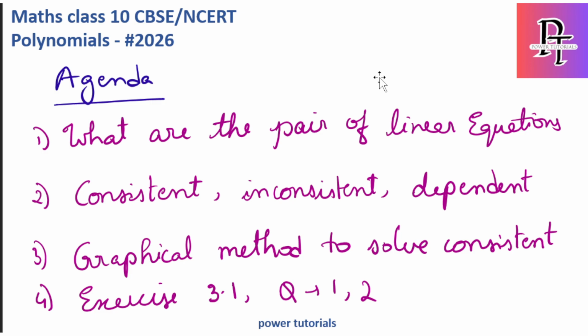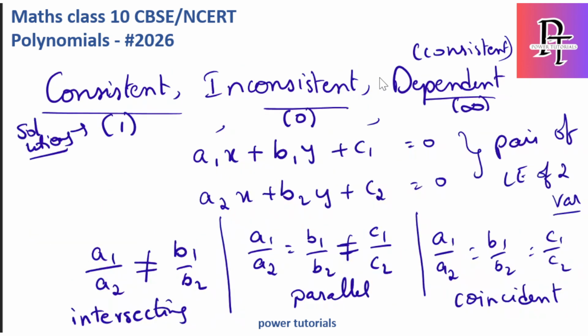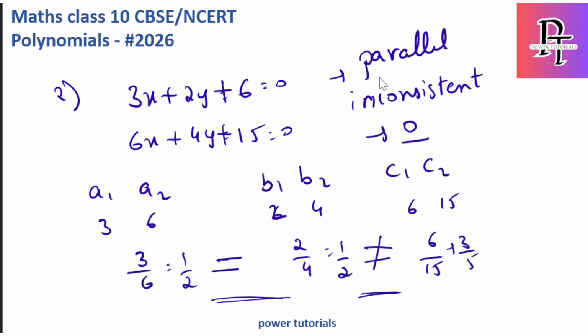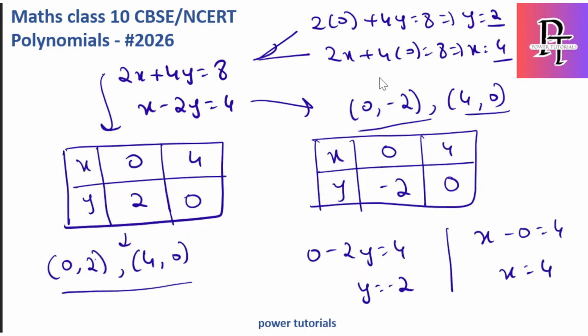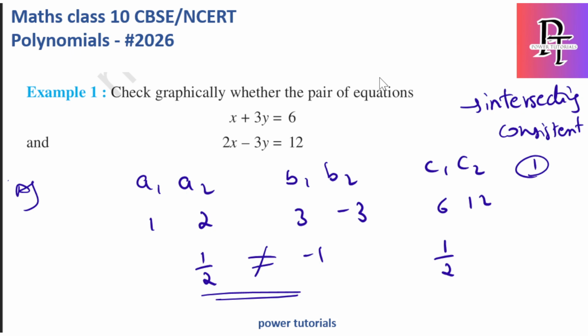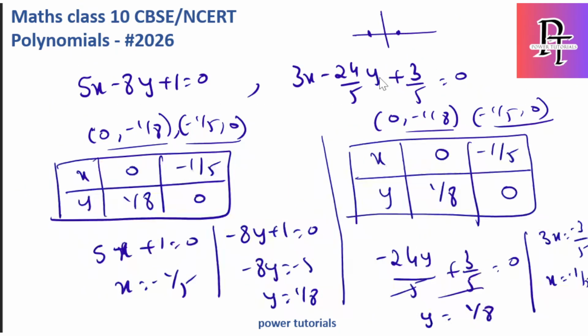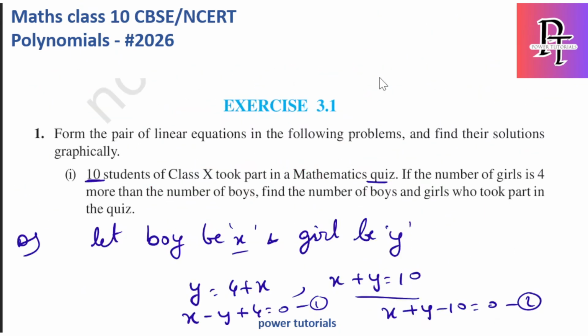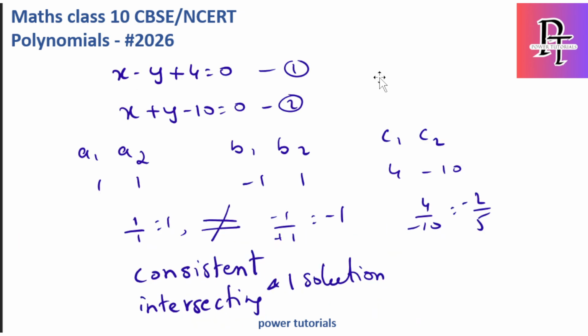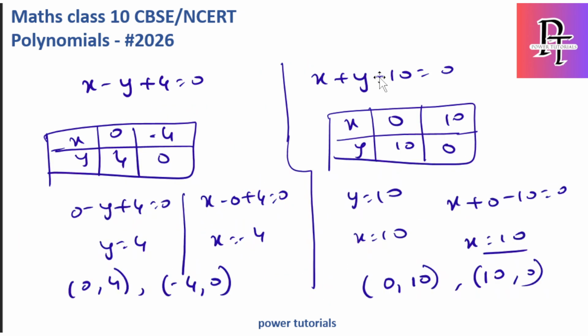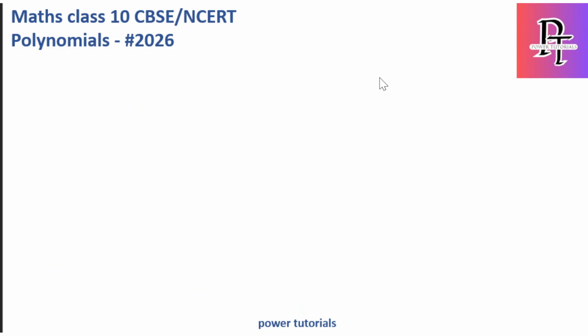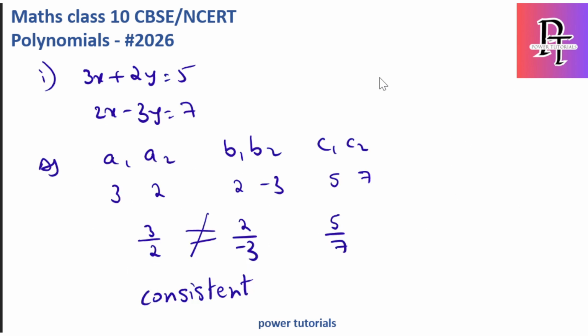In part 1 I have covered what are the pair of linear equations, consistent, inconsistent, dependent, and the graphical method to solve it, and we explained in detail why it is called a pair of linear equations, and also explained how to draw a graph for an equation. So those things we have covered in part 1. In part 2 we started with exercise questions, from exercise 3.1 first question, second, and a few I have mentioned as homework, so those I'll cover later once all the chapter is done.